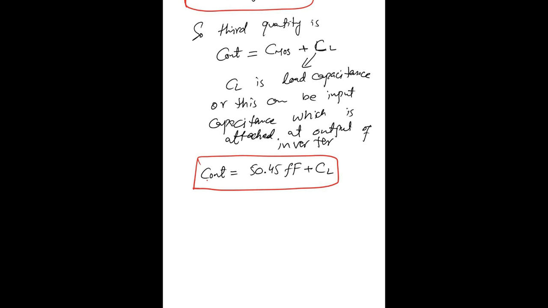So we have found that we can find the input capacitance of our inverter. Then we can find the MOSFET capacitances of the inverter, and then finally we can find the output capacitance of our inverter. So this was it for this example session.